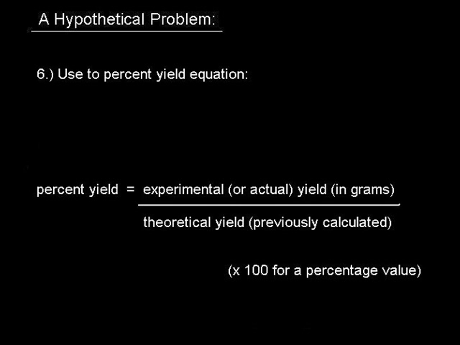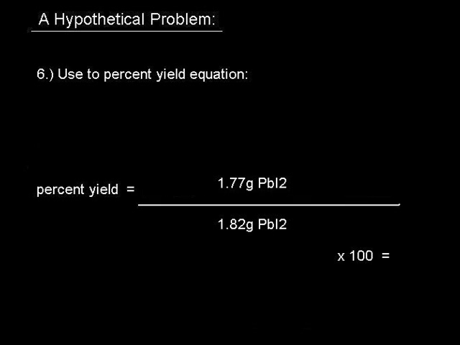So, step 6, use the percent yield equation. Take your experimental or actual yield in grams and divide it by your theoretical yield that you just calculated. Then multiply it by 100 for percentage value. In this example, plug in 1.77 grams of lead iodide for your experimental value and 1.82 grams, which you calculated, for your theoretical value. The result is your percentage yield.